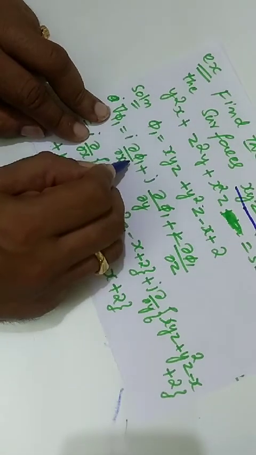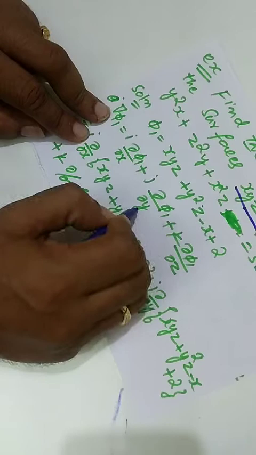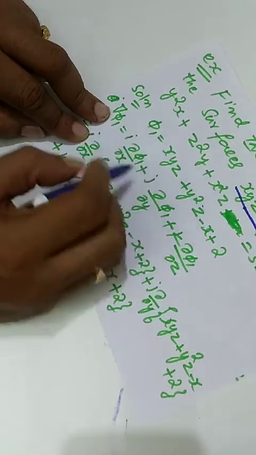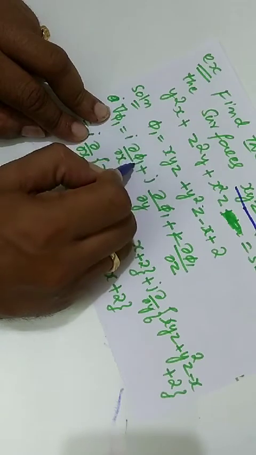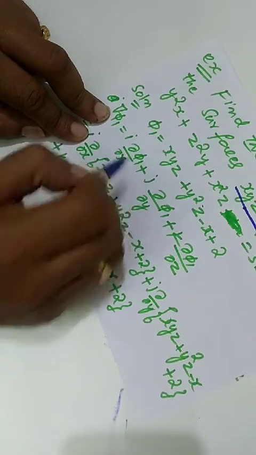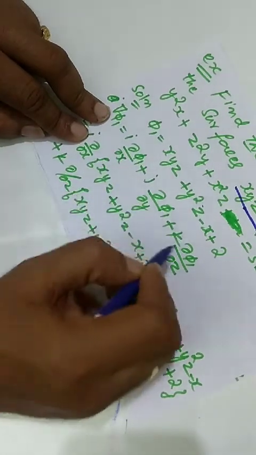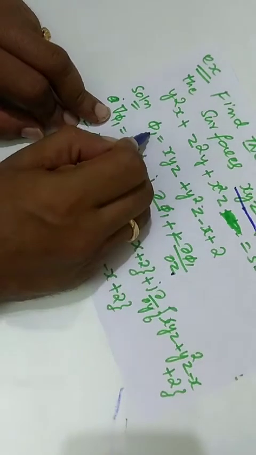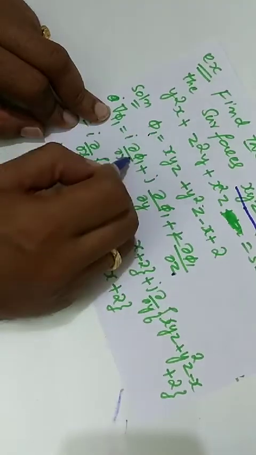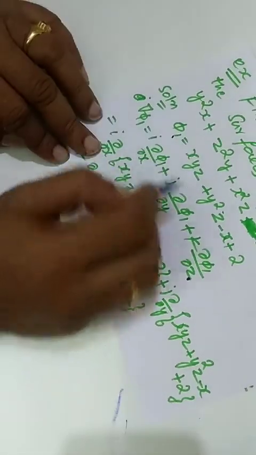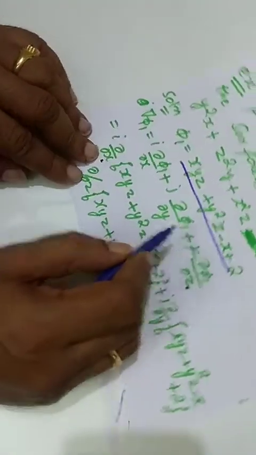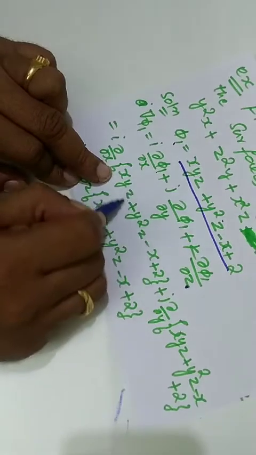It is i into dou phi by dou x plus j into dou phi by dou y plus k into dou phi by dou z. Here phi is phi 1, as you were writing in the previous problems. So substitute for phi 1. What is phi 1? This much. Dou by dou x, write that as it is, into phi 1.